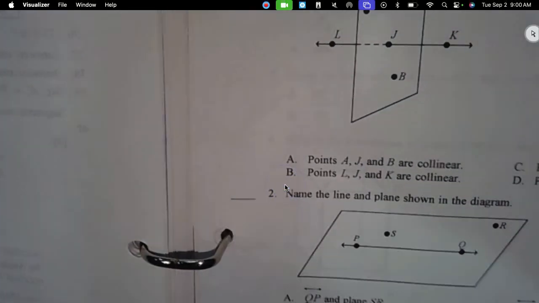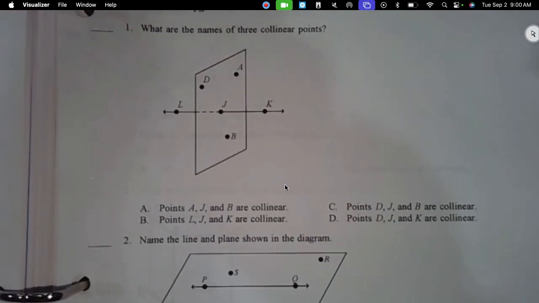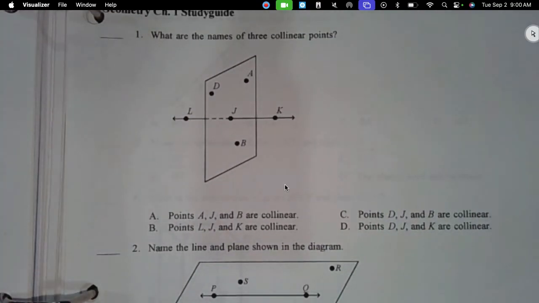All right, so number 1, it says name 3 collinear points. That means 3 points that are on the same line. And y'all, if y'all pay attention, you should do really well on this tomorrow, because I'm telling you the ones that are on there look just the same. What are the only 3 points that are on a line? LJK. So you were looking for points L, J, and K, and that is B.